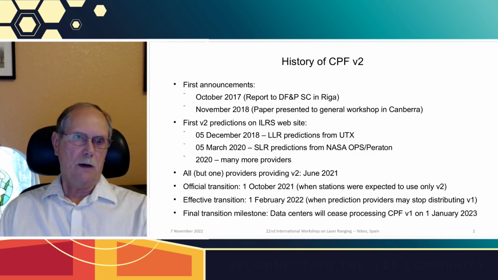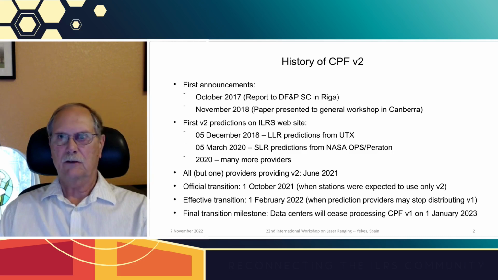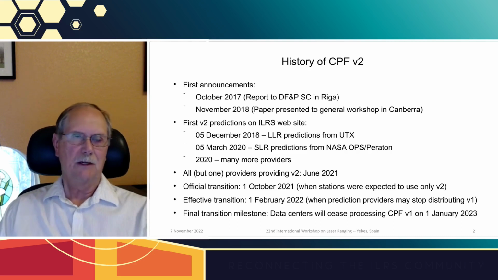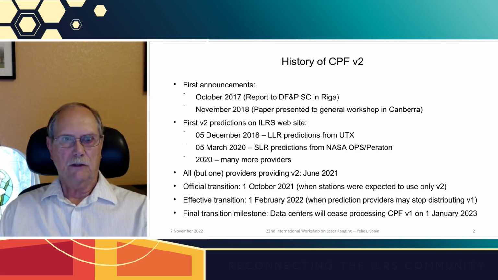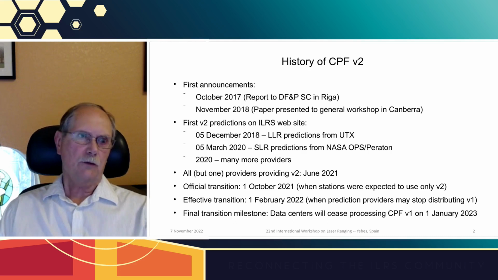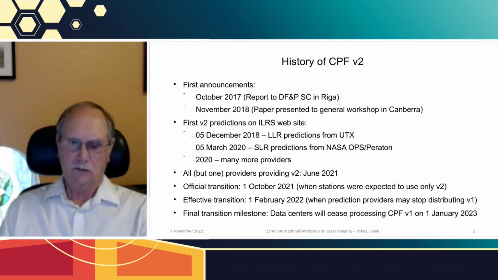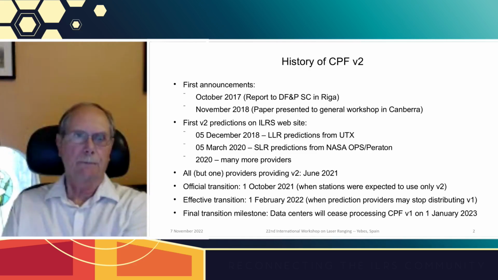Well, one of the prominent stations had some problems that they couldn't control, even though they'd shown that they could use version 2 in testing, and couldn't actually use it for some time later. So the effective transition then became 1st of January 2022, at which time the prediction providers were free to stop distributing version 1. And then the final transition milestone will be this next January 1st, when the data centers will cease the processing of CPF version 1.